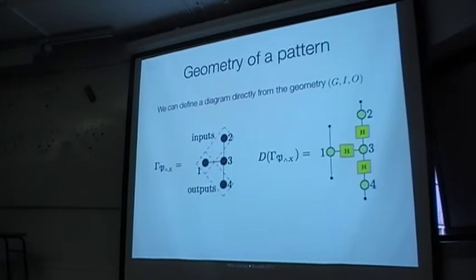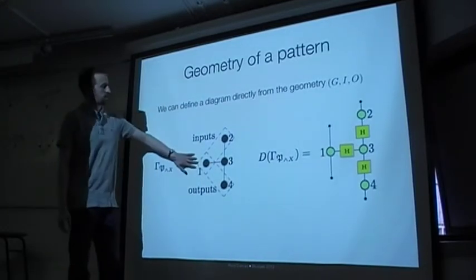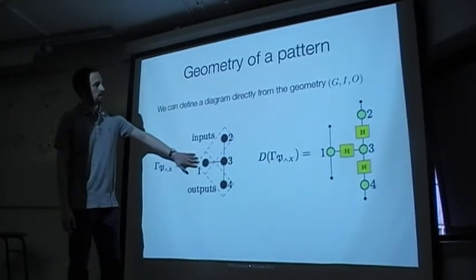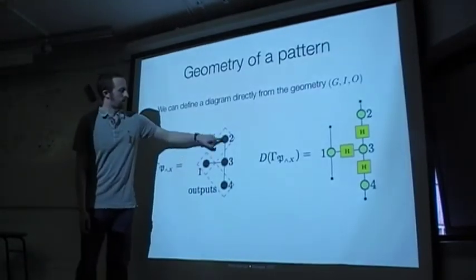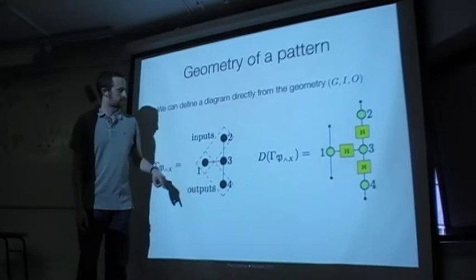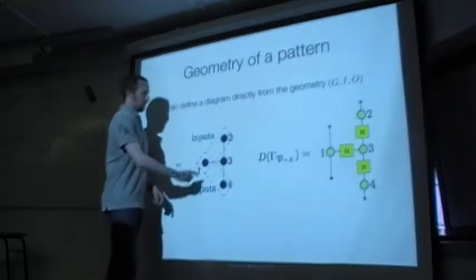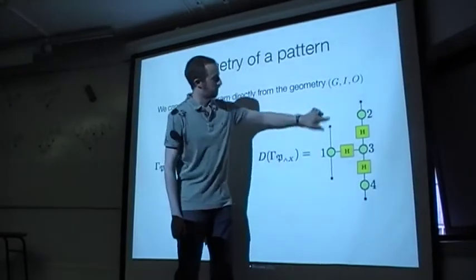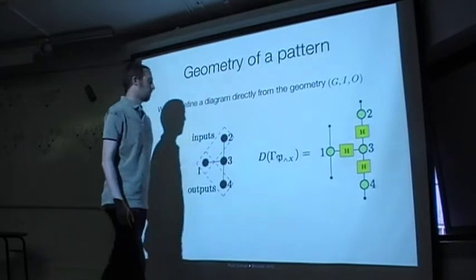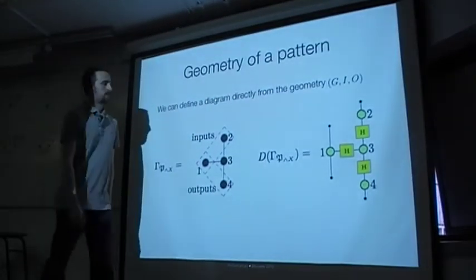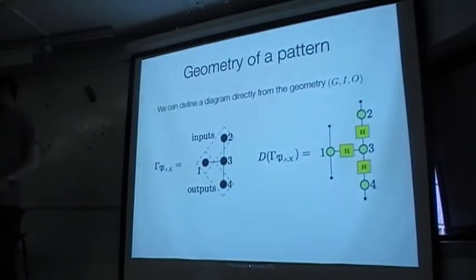Okay, so I can go directly from the geometry, here's the geometry, this is the C01 again, to a pattern. Now you can see how you do it. I make all the vertices here into green dots, and on all the edges I put an H. And if it's an input, I put some lines coming in. If it's an output, I put some lines going out. Okay, so I'm going to call this diagram D of P, where P is the pattern.